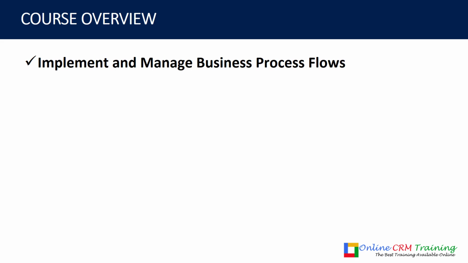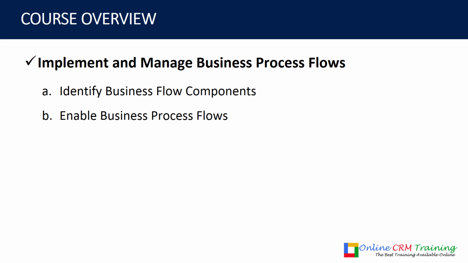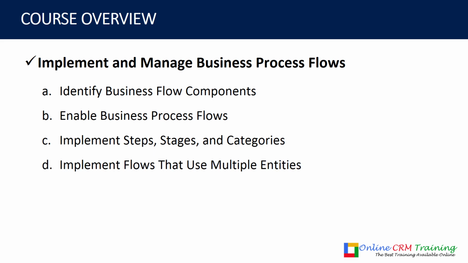Then we'll move to the last section of this course, which is implement and manage business process flows. You will learn what the business flow components are. You will learn how to enable business process flows for a specific entity so that you can guide users through a step-by-step process to complete a particular task. I'll show you how to enable that, and also how to implement steps, stages, and categories. When you define business process flows, you have the option to select steps, define stages, and also select categories. I'm going to show you that step by step.